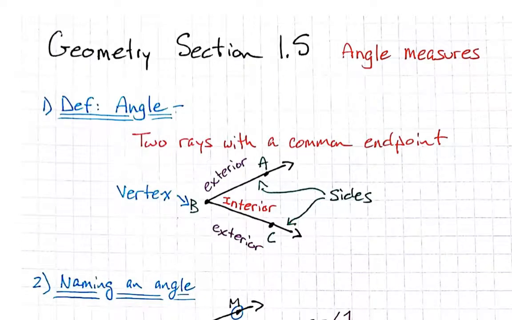All right, well, welcome to Geometry Section 1.5. This is all about angle measures. So before we start up with angle measures, let's talk about, well, what is an angle, the definition of an angle. Well, an angle is two rays that share a common endpoint.